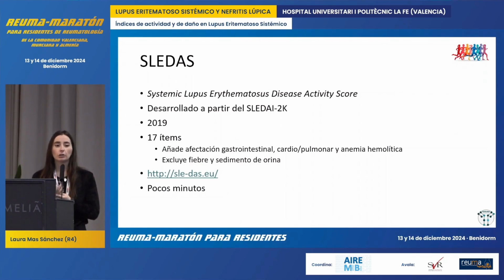The SLEDAI is a derivative. I'm not sure if most of you use it, but it's a computer tool, basically a calculator that is quite similar to the SLEDAI-2K and is slightly derived from it. It's also quite easy to use in day-to-day clinical practice. It's fairly recent, from 2019, and consists of 17 items. And as differences from the SLEDAI-2K, it adds gastrointestinal involvement, cardiopulmonary involvement, and hemolytic anemia. And it removes fever and urinary sediment, assessments related to urinary sediment. And it's brief. It only takes a few minutes.